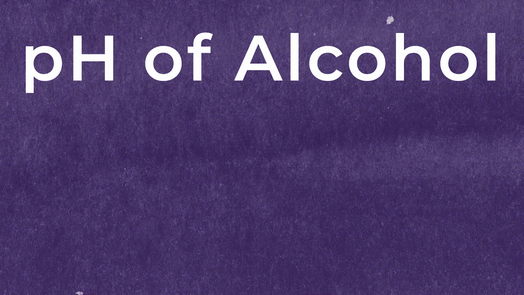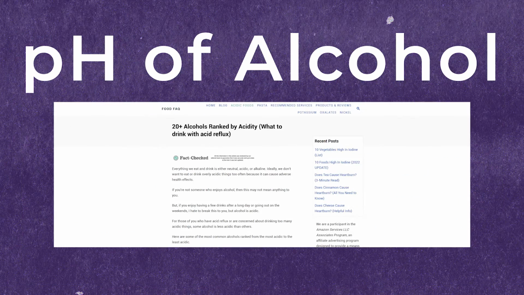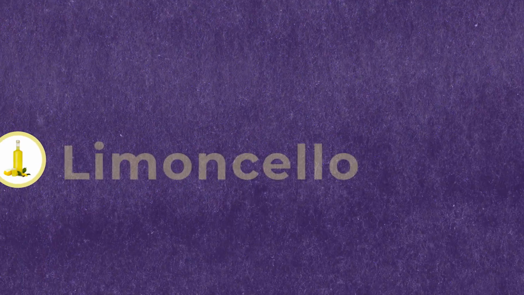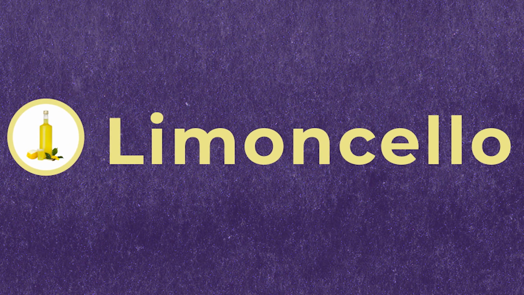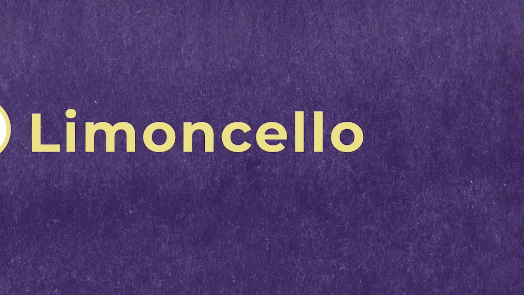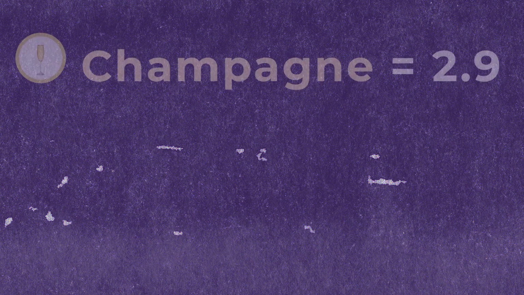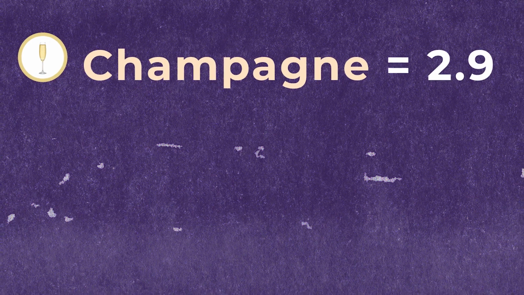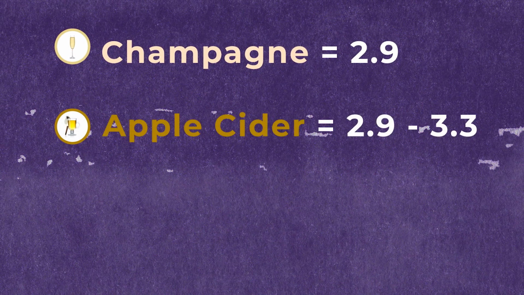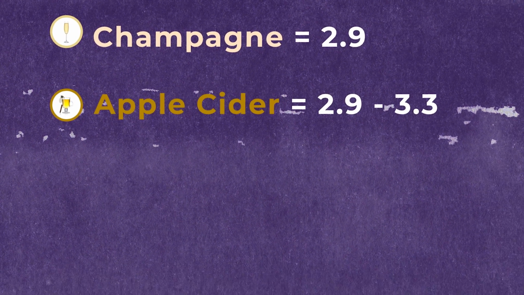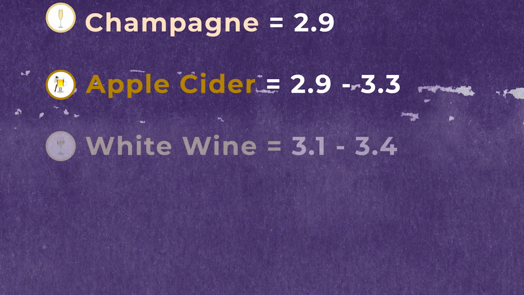What about the pH of alcohol? According to the Food FAQ website, which ranked over 20 different types of alcoholic drinks by acidity, limoncello is one of the most acidic drinks you can have, since it's made primarily from lemons. It has a pH between 2 and 3. Champagne is also very acidic at around 2.9. Hard apple ciders have a pH around 2.9 to 3.3, and white wine has a pH between 3.1 to 3.4.